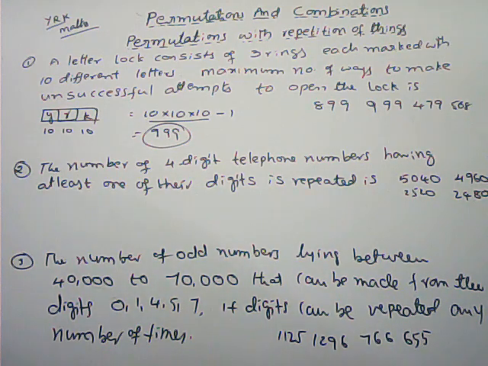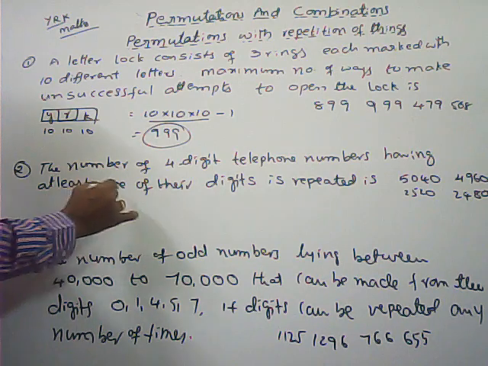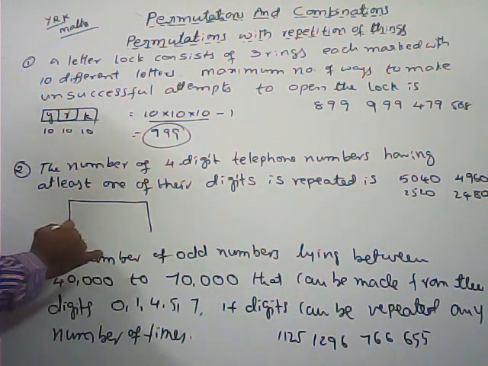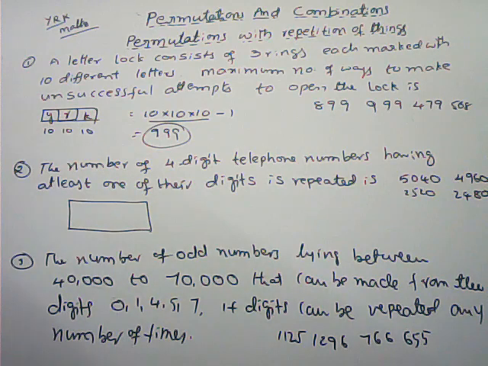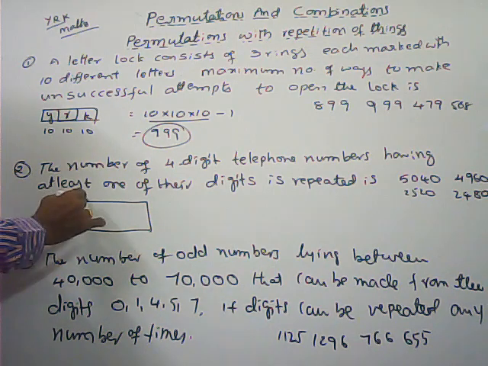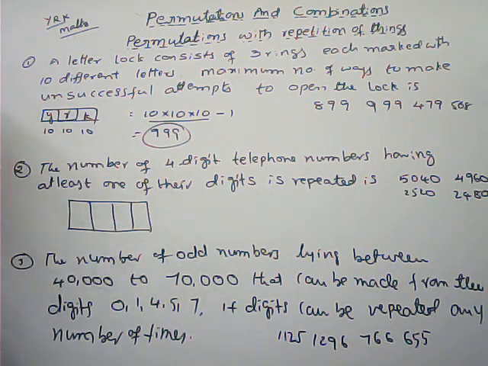Next one. The number of 4-digit telephone numbers having at least one of their digits repeated. Here how to do this one? The number of 4-digit telephone numbers are there. It may start with 0 also. At least one of their digits is repeated.